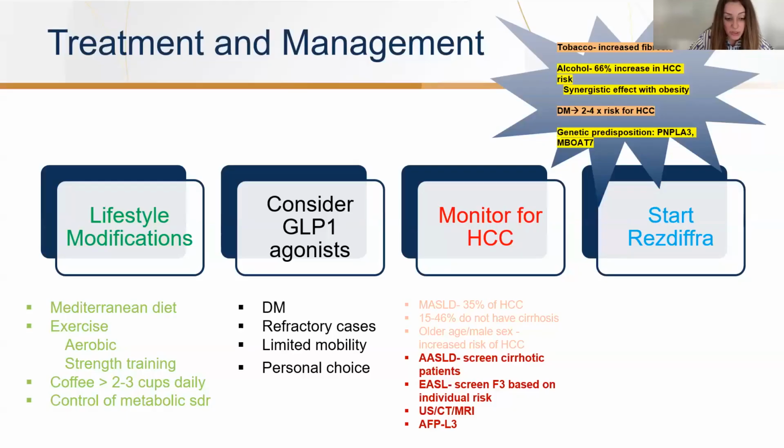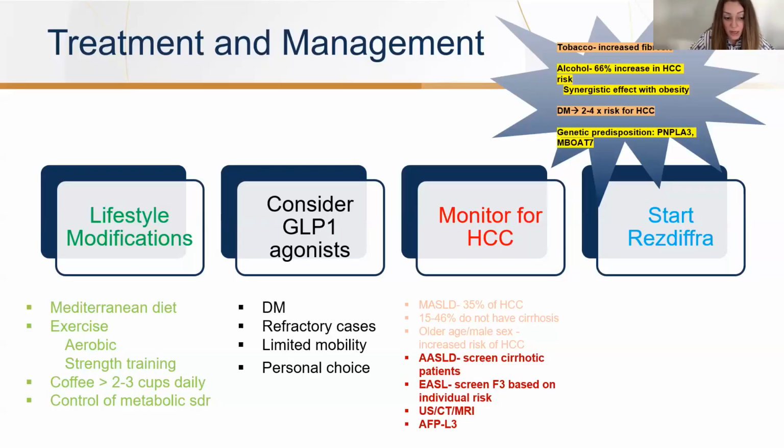Monitoring for HCC is extremely important in our MASLD population, as MASLD accounts for 35% of cases of HCC worldwide. And research shows that 15 to 46% of the patients with MASLD-related HCC do not have cirrhosis. Special attention should be paid to older male patients, as they are believed to have an increased risk for HCC. The difference between the male and the female population is attributed to the anti-inflammatory effects of estrogen, as well as the protective effects against carcinogens in women.